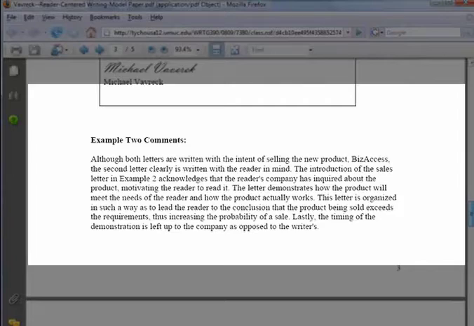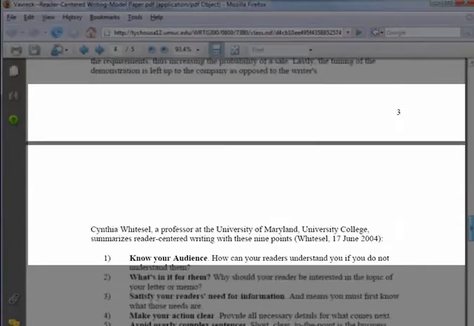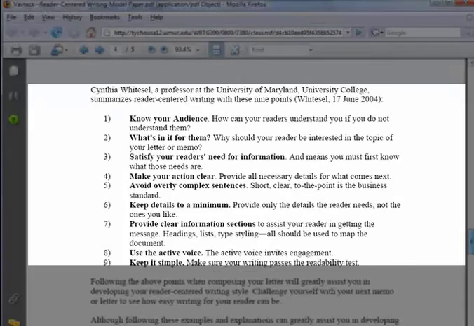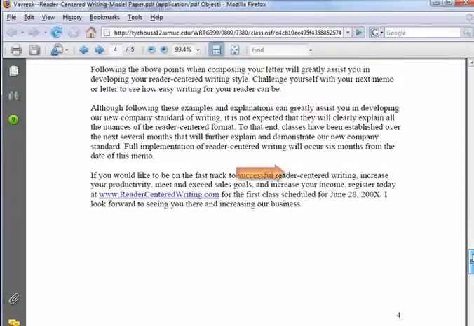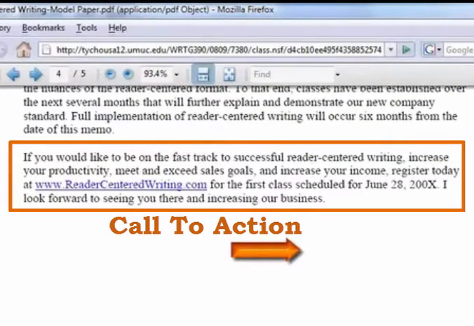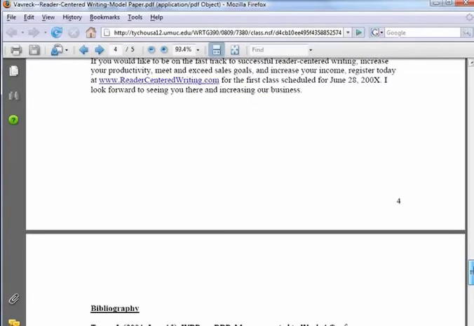And then Michael ends with a summary of instructions to his staff about everything Michael wants that staff to do to translate their writing into reader-based prose. Then he ends with a call to action. In this case, that call to action is to master those techniques by attending a reader-based prose workshop that's going to be held. So there's Michael's paper. He included his references at the end.